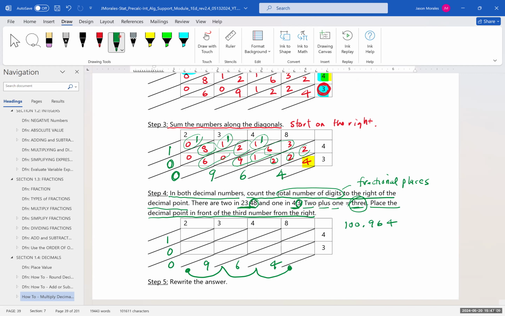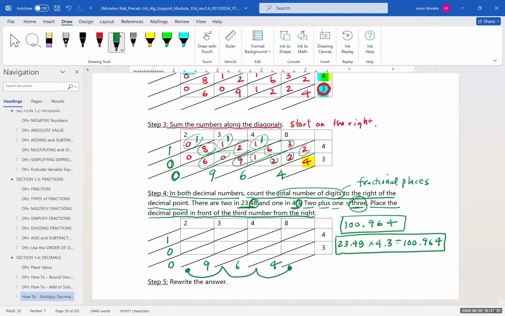So the answer is 100.964. 100.964 is the product of 23.48 times 4.3.